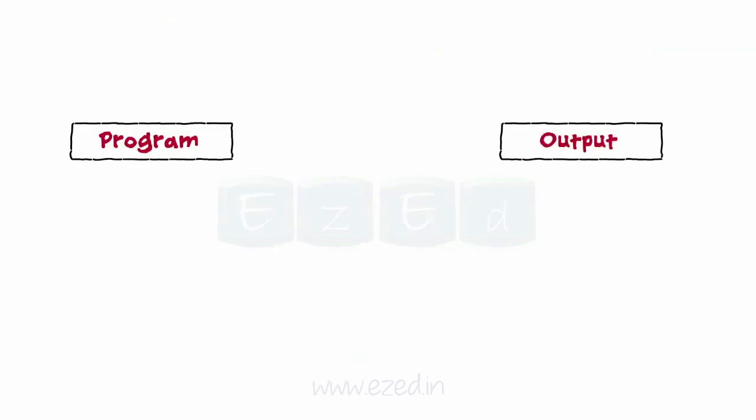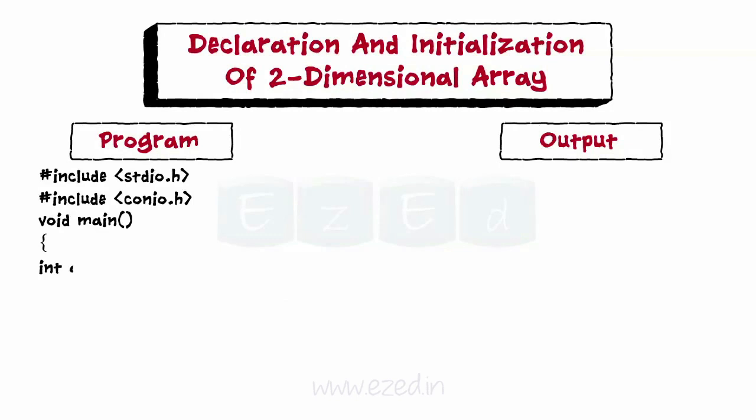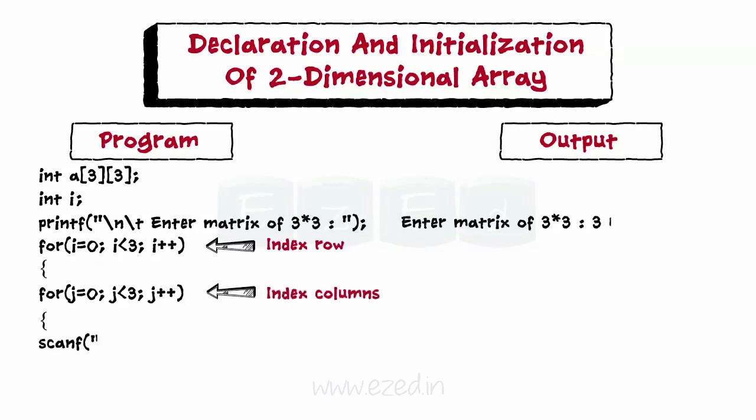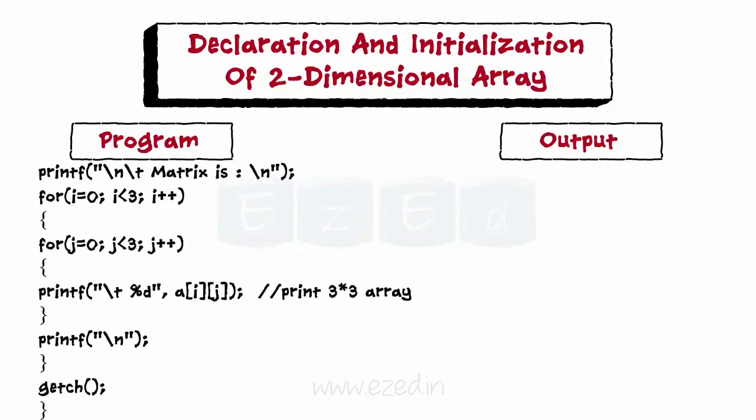Let's write a program to understand the declaration and initialization of a two-dimensional array. We start by declaring the main function followed by the two-dimensional array A having 3 rows and 3 columns. Then we ask the user to enter numbers. We use 2 for loops here. The outer loop is used to index each row and the inner loop is used for columns. We scan in the values inside the loops. Then we print the values, for which again we have to use 2 loops. Observe the output here.